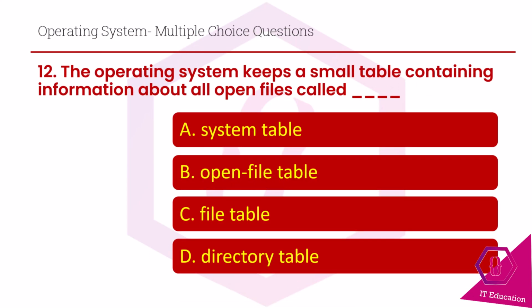The operating system keeps a small table containing information about all open files called option A, system table, option B, open file table, option C, file table, option D, directory table. So if we read the question carefully, the operating system keeps a small table containing information about all open files. Means we have option B, open file table.